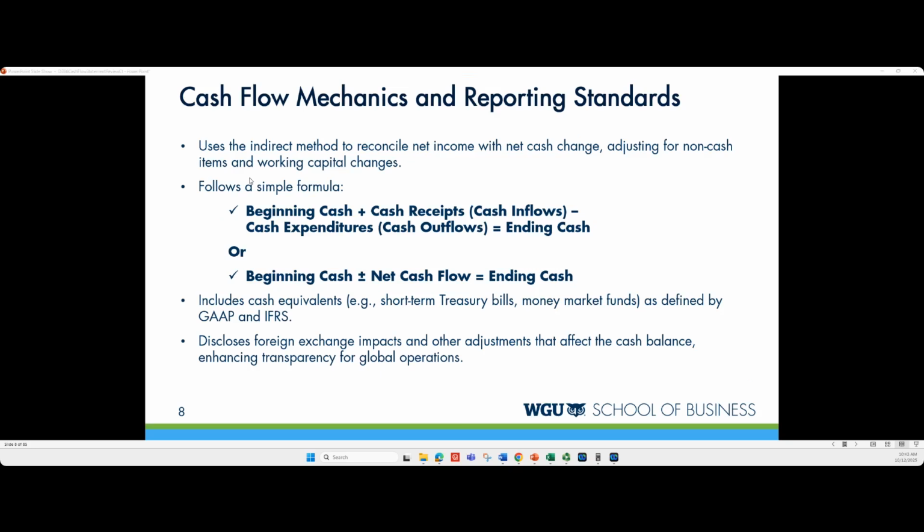So our cash flow reconciliation follows a very simple formula. Our beginning cash plus our cash receipts, meaning anything that has been a cash inflow, like net income, minus our cash expenditures, which are cash outflows, things like purchasing inventory. That's ultimately going to result in our ending cash. And so we can simplify this as beginning cash plus or minus our net cash flow, which is basically the sum of all these cash inflows and outflows, is going to equal our ending cash.